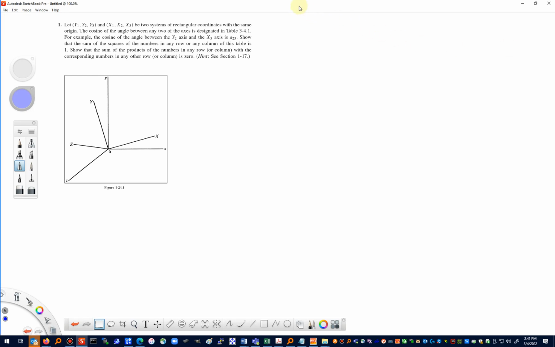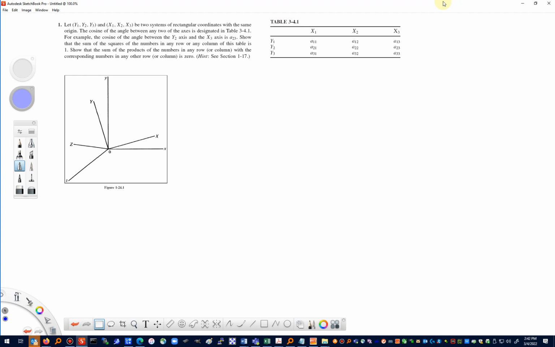Right, so let's talk about elasticity problem 3-4.1. And in this problem it says, suppose we have two sets of axes and they have the same origin. The cosine of the angle between any two sets of axes is designated in table 3-4.1. Let me see if I can find that and put that on here. All right, there we go, that's the table.